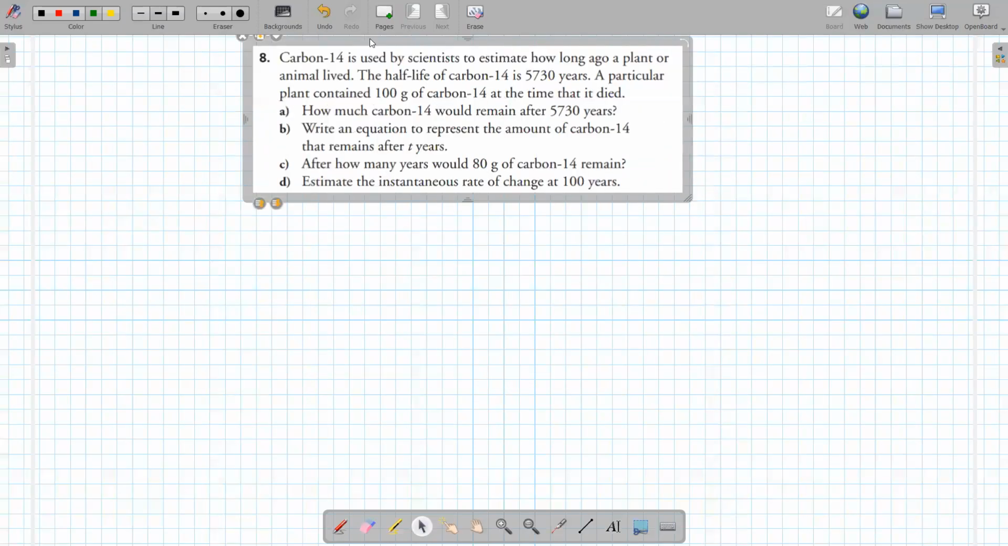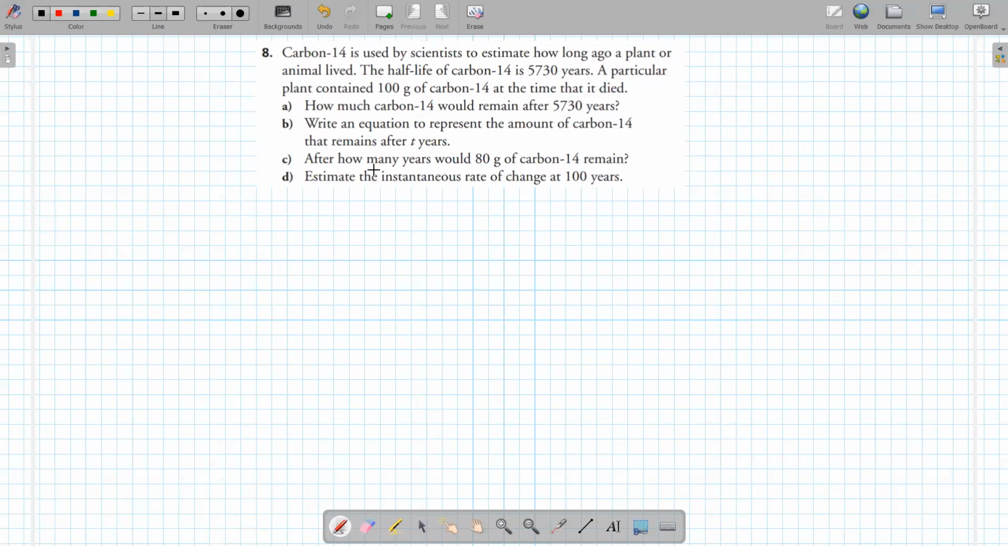You remember half-life? The amount that you'll have left after t years is equal to the initial amount, or the principal amount, times 1/2 to the time that has passed divided by the substance's half-life. So here, to answer question number A, they've given us the t.